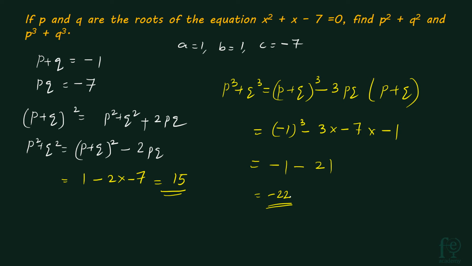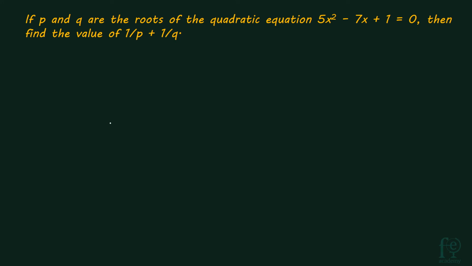Such questions can come. Our final question of the video, if p and q are the roots of the quadratic equation 5x square minus 7x plus 1 is equal to 0, then find the value of 1 by p plus 1 by q. So you can say 1 by p plus 1 by q will be giving you p plus q divided by pq. Just straightforward.